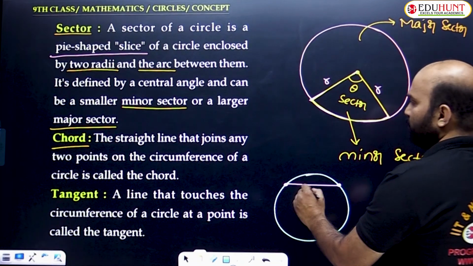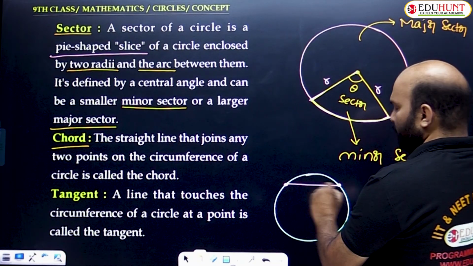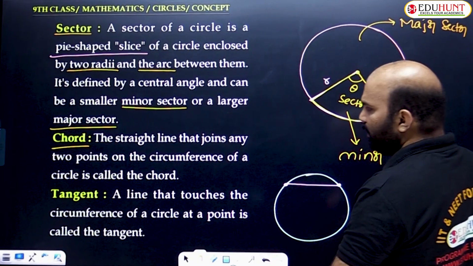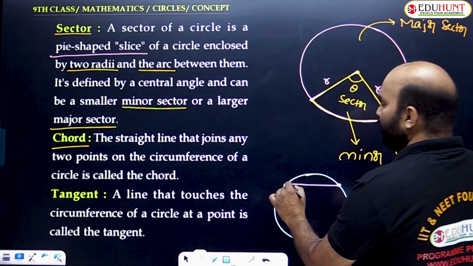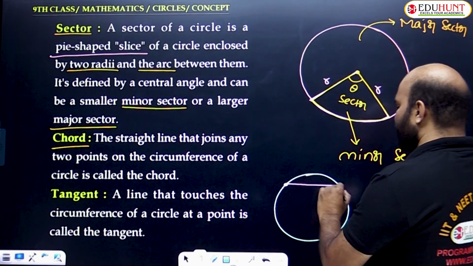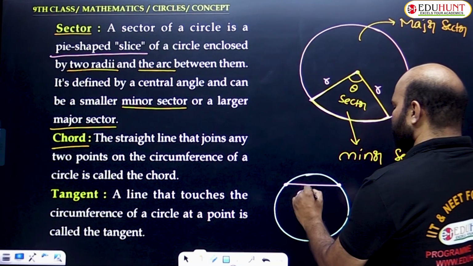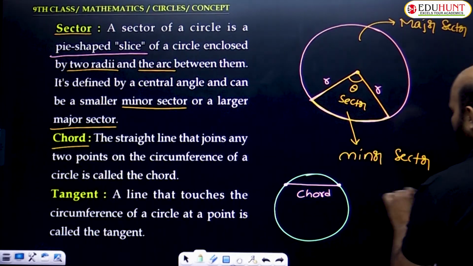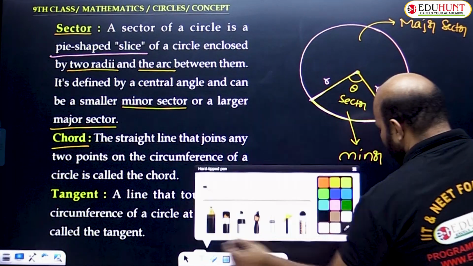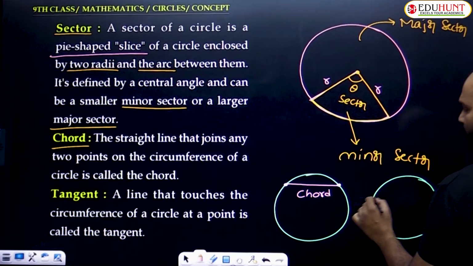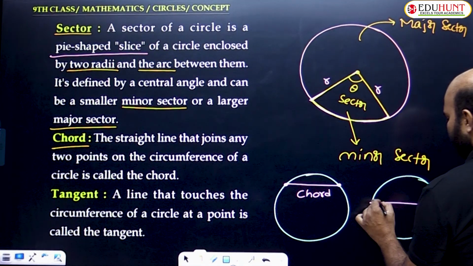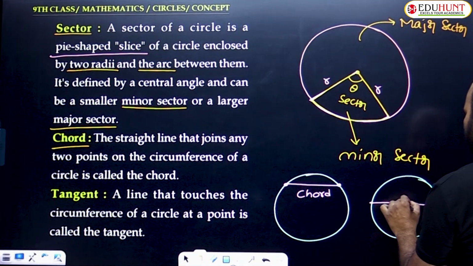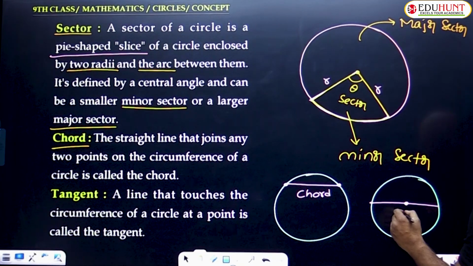That means a chord is a straight line that joins any two points on the circumference of the circle. This is called a chord. A chord is a straight line. It is also a chord, but the chord that passes through the center is called the diameter.